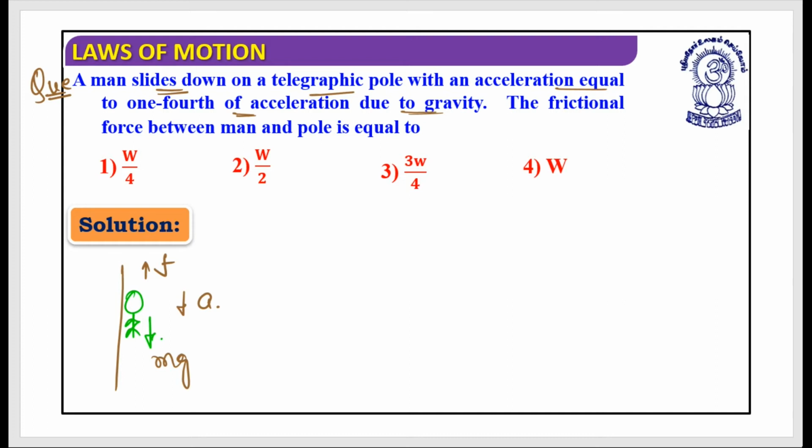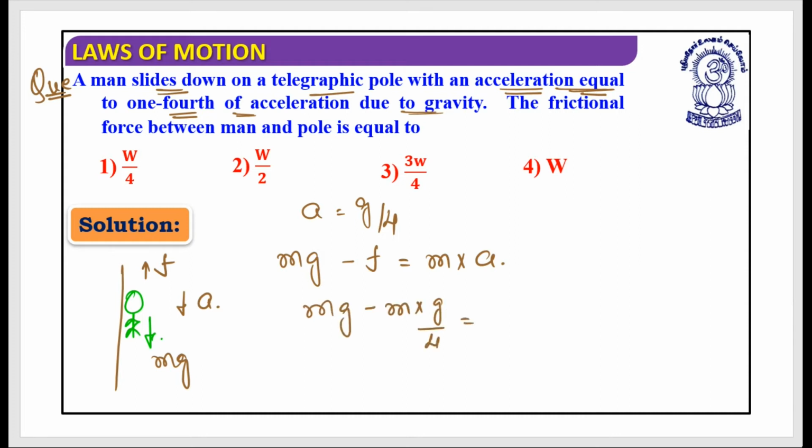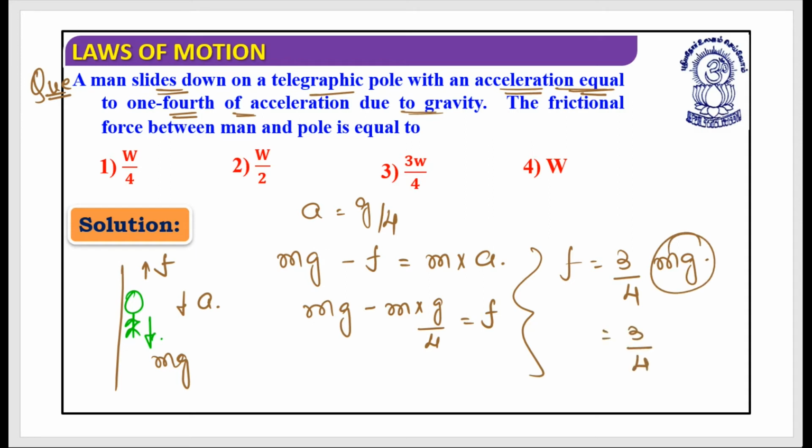I should write mg minus f equals mass into acceleration. They have given the acceleration as one fourth of the acceleration due to gravity, so a equals g by 4. So this is equal to mg minus m into a, where a is g by 4, which equals friction. So friction is mg minus mg by 4, so friction equals 3 by 4 mg. For mg I can write the weight, so it's 3 by 4 into weight.